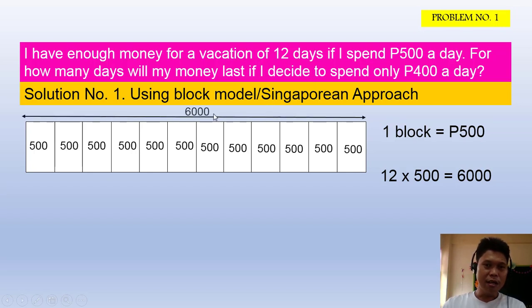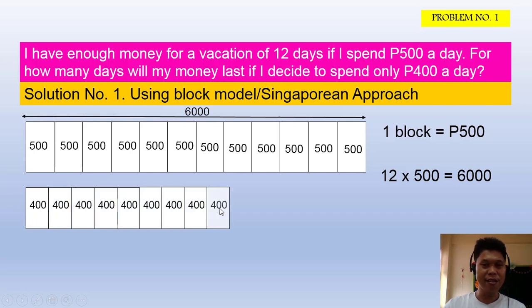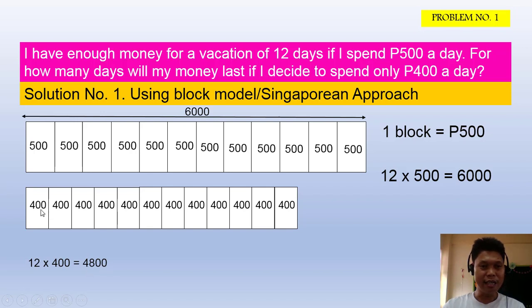Next is, paano kung 400 pesos a day na lang ang gagastusin ko? So, mas maliit na block. So, yan, 400. Assuming that this is 400, 1, 2, 3, 4, 5, 6, 7, 8, 9, 10, 11, 12, 12 days pala. So, hanggang 12 days. So, kung 12 days, tas 400 ang ginagastos ko, ibig sabihin, meron pang natira. So, 400 times 12, which is equal to 4,800 lang ang nagastos ko after 12 days. So, meron pang extra money ako na natira.